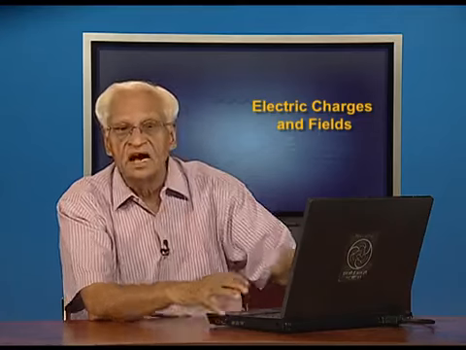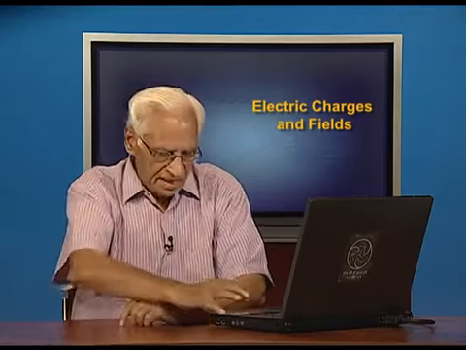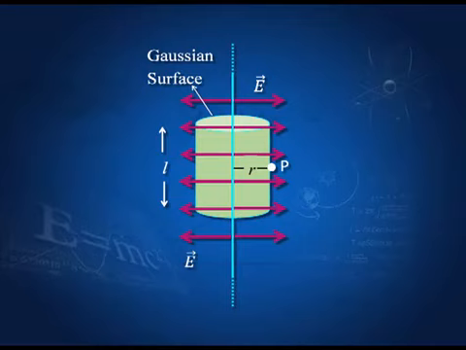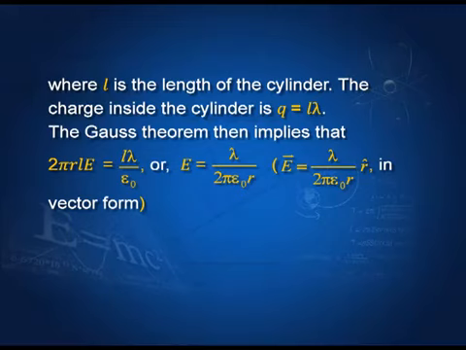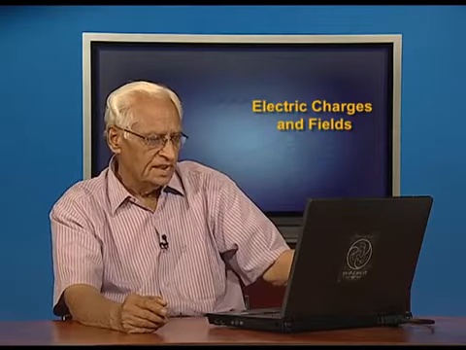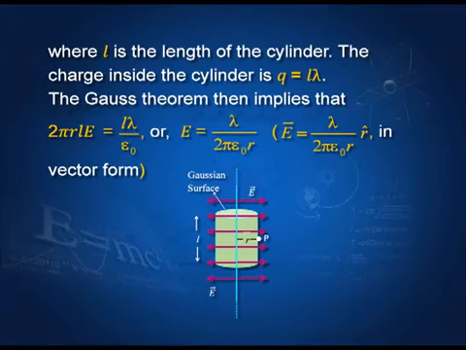Lambda is the charge per unit length, and if L is the length of the cylinder, then the charge inside the cylinder is L times the charge per unit length. So, it is L times lambda. Now, we apply Gauss theorem. Gauss theorem says that the flux must be equal to q by epsilon 0. So, we substitute the values and we get E equal to lambda by 2 pi epsilon 0 times r.